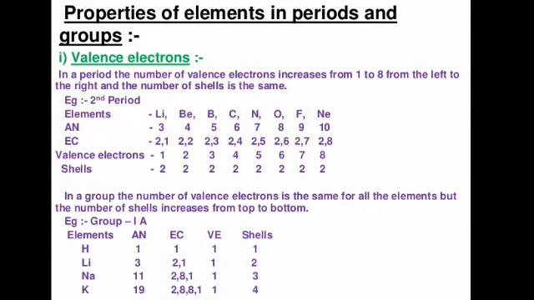But down the group, the number of shells increases from 1 to 4 in elements like hydrogen, lithium, sodium and potassium, but the number of valence electrons remains the same. Their valence electrons are 1 for each of these elements in this group. So along the group, the number of valence electrons remains the same.